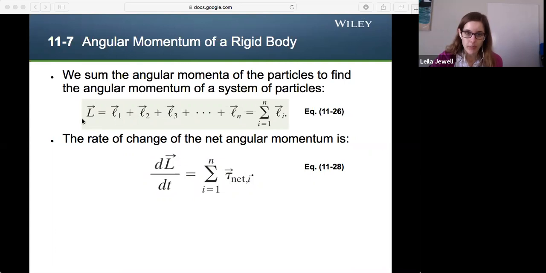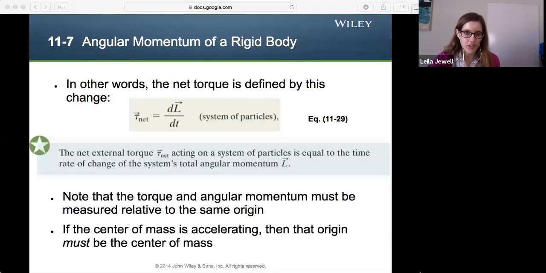So we could sum up for the total angular momentum, we'll use a capital L, and that's equal to the individual angular momenta of each of those particles for the full summation. And so then the rate of change of the net angular momentum will be equal to the summation of all of the torques that are acting on all of the parts of our object. In other words, our net torque is defined by this change in angular momentum, that the net external torque acting on a system of particles is equal to the time rate of change of the system's total angular momentum, L.